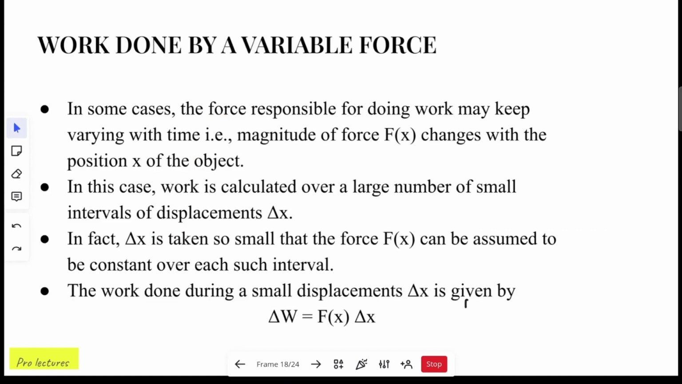So, work done by variable force. The force responsible for doing work may keep varying with time. So, the magnitude of force f of x changes with the position x of the object. Let's consider this situation. Here we are going to calculate the work over a large number of small intervals of displacement del x. The del x is taken so small that the force f of x can be assumed to be constant over that small interval. And so, the work done during the small displacement del x is given by f of x del x. Let me show you how it is done.